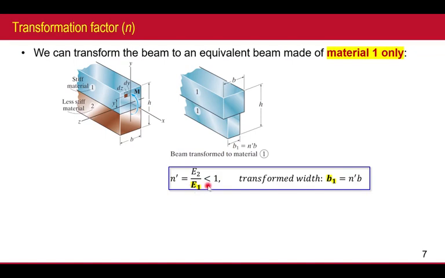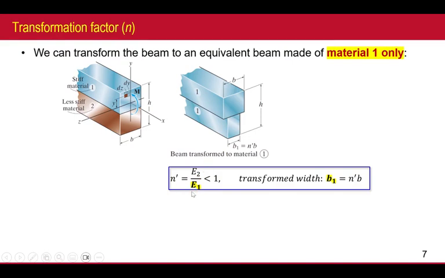So the bottom one is the material after transformation. So that means from 1 or 2, from 2 to 1. The material to be transformed will be on the top, and after transformation in the bottom. Everyone clear? So that's why here I highlight it from 2 to 1. So n is equal to E2 over E1.